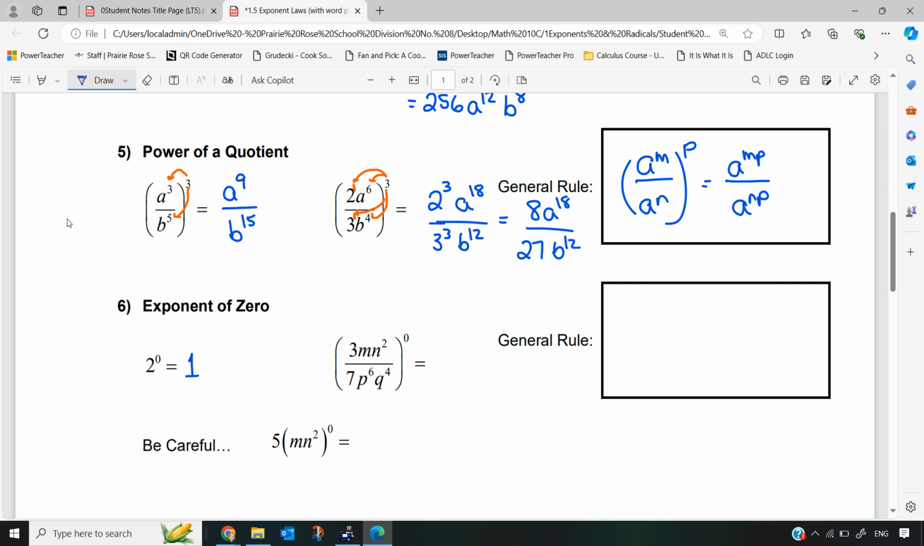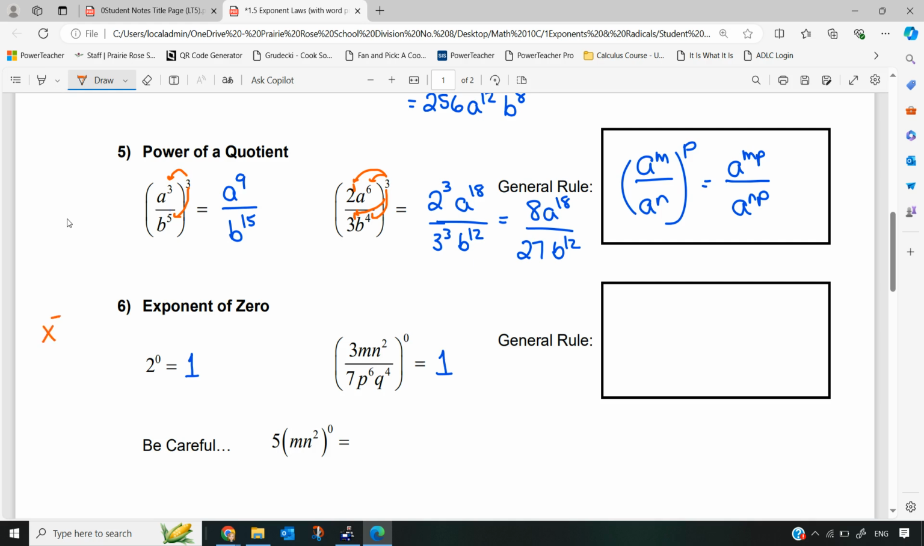So 2 to the 0 is 1, and this messy term here raised to the 0 is 1. It doesn't matter how messy everything is inside. If it's all bracketed and there's a 0 outside as an exponent, it's equivalent to 1. Now you might be wondering, well, why is that? Well, let's take a look at an example and use our earlier exponent rules.